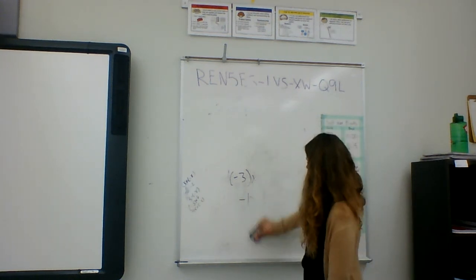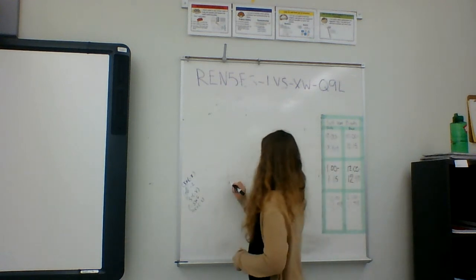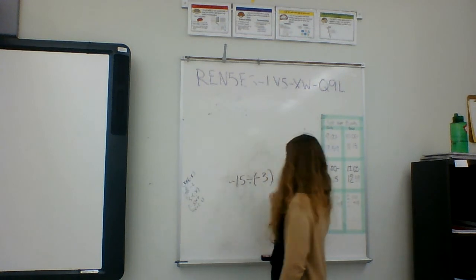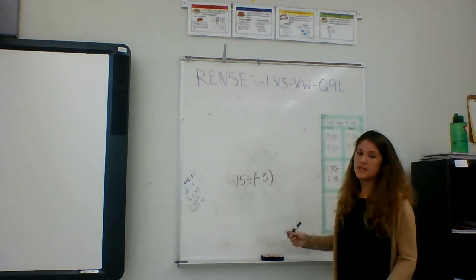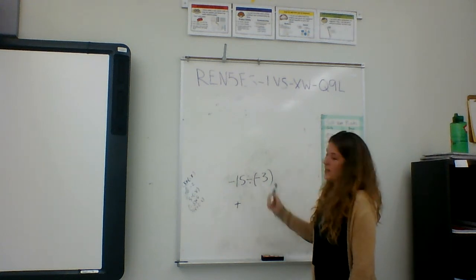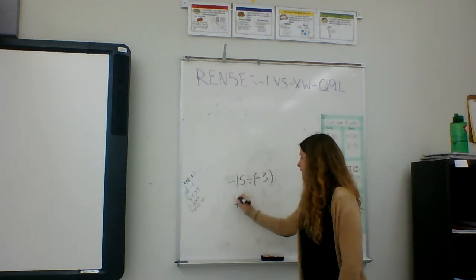And your last example is a negative 15 divided by a negative 3. I have 2 negatives that I'm multiplying or dividing, so it'll become positive. Negative 15 divided by negative 3 is positive 5.